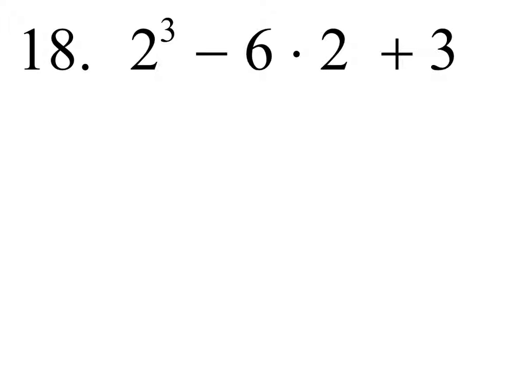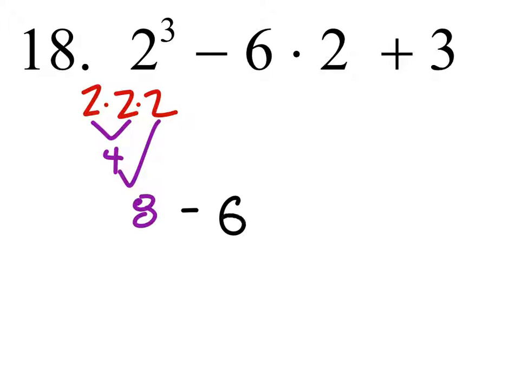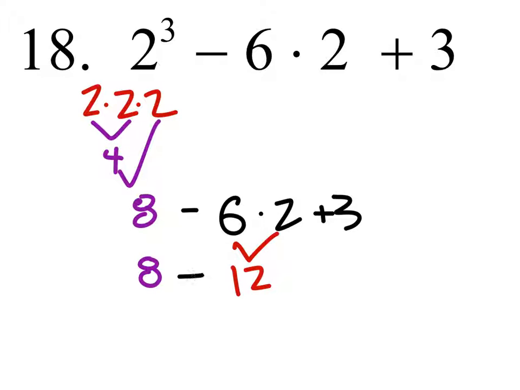No parentheses on this one, but we do have this exponent, which is just 2 times 2 times 2. So 2 times 2 is 4, times this 2 is 8. So I got 8 minus 6 times 2 plus 3. Now we've got the multiplication right here, so 6 times 2 is 12. 8 minus 12 plus 3. So 8 minus 12, that would bring us down into a negative 4. And then we got that plus 3. So you pay off 3 of those dollars and you still owe $1.